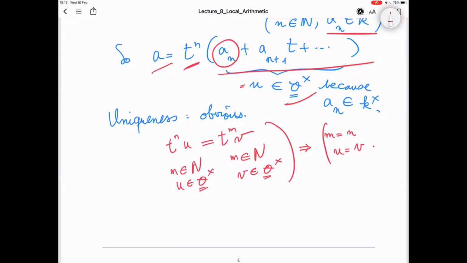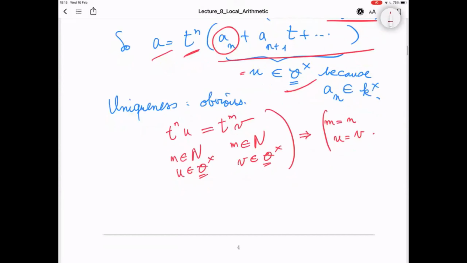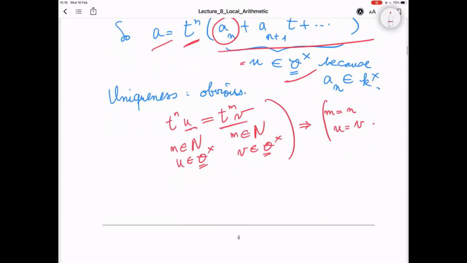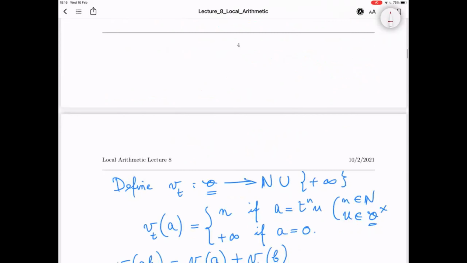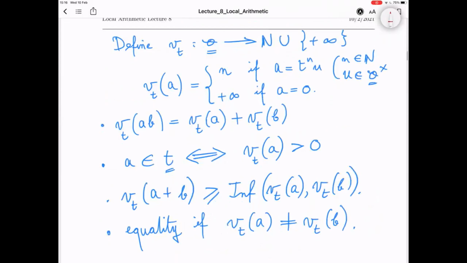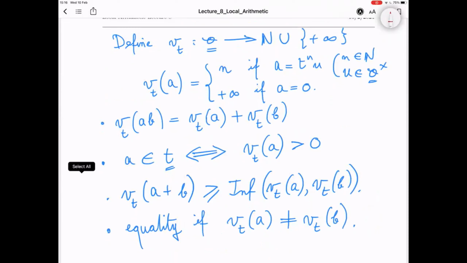You just cancel out the t's wherever they are, and then you'll get a unit on one side, so the other side also has to be a unit, and therefore m and n are equal. And if they're equal, you just remove them, then u and v have to be equal as well. Okay. So the fact that you can write every element a as t to the n times u, n a natural number, u a unit, means that I can define this vt like this.